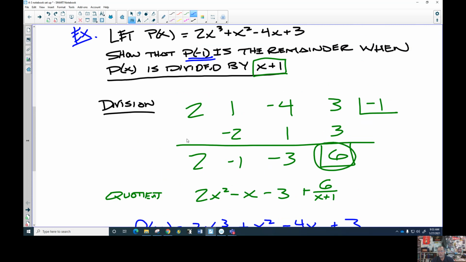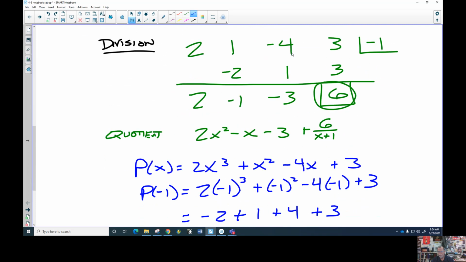So what we notice here is when we do the division by the factor related to the root negative 1, we get the same thing as plugging in the root. In other words, the value of the function is the remainder of the division by the factor. All right, now think about that again. The value of the function at any point, the y value for the function, is the remainder when we divide by the factor created by that.